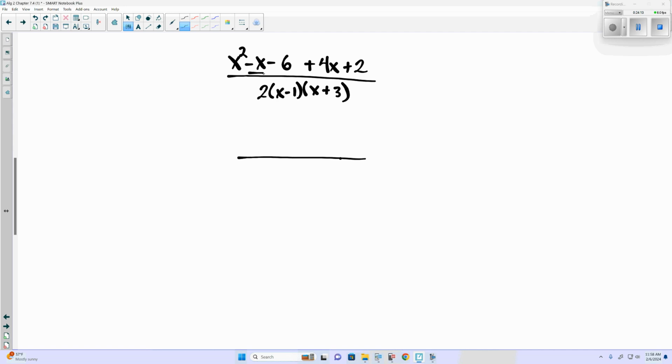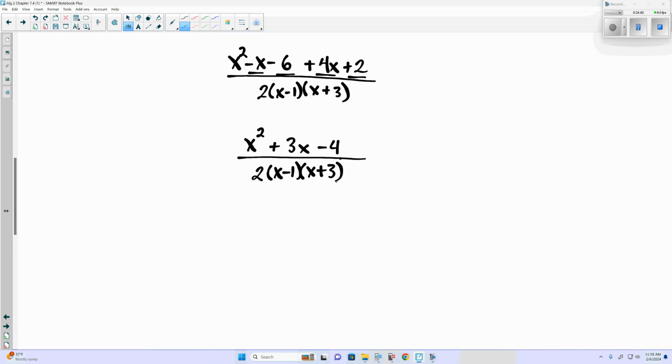Now we can combine negative x and 4x, our first set of like terms. X squared does not have any, so it'll just be x squared. Our negative x plus 4x would be plus 3x. Our negative 6 plus 2 is minus 4. And we get this here. Questions on any of this so far?